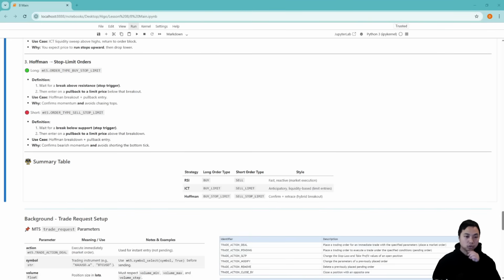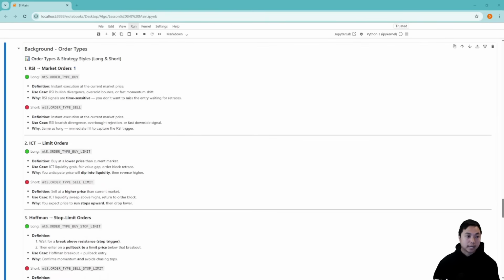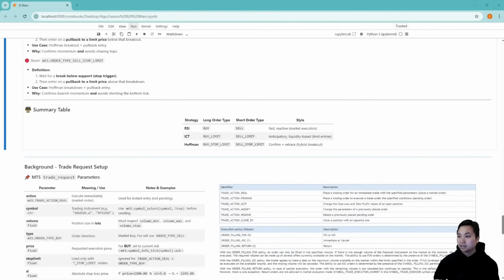I'm not going to dive too deep into the details, but for the time being, I would just like to let you know that for the RSI strategy, we are going to use the market order. This table just summarizes the order types for each strategy style. So in our RSI strategy, we will use the buy and sell order.